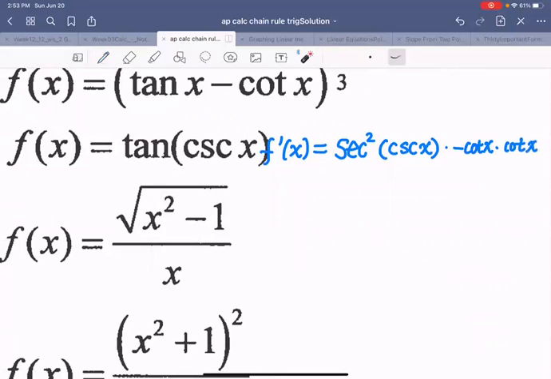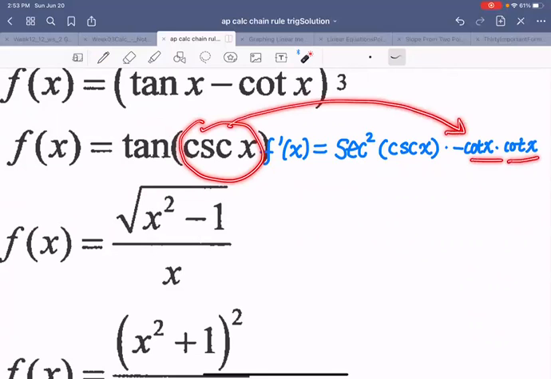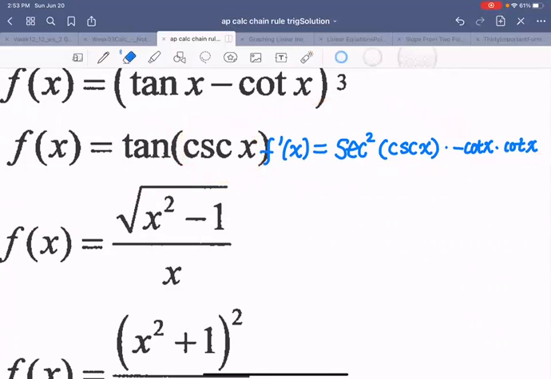So we first treat this layer, we do the secant squared of this, and then we do that guy's derivative, which is negative cotangent times, sorry, here I have a typo. Negative cotangent x times cosecant, okay?